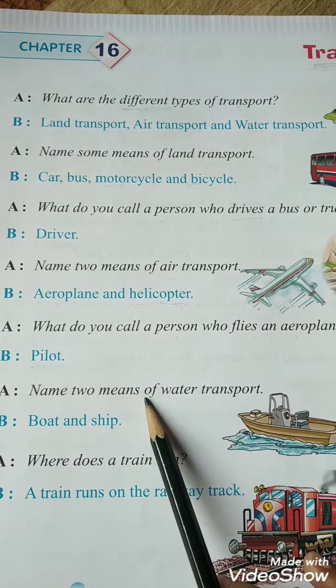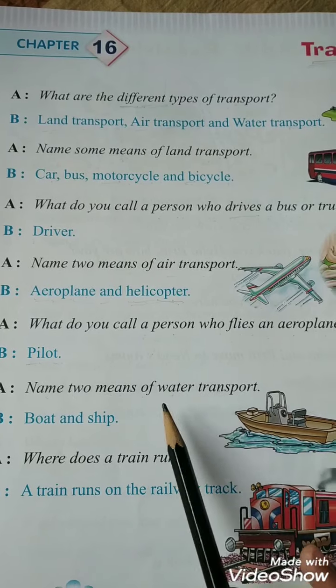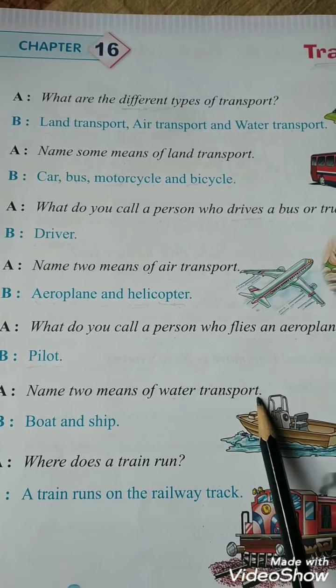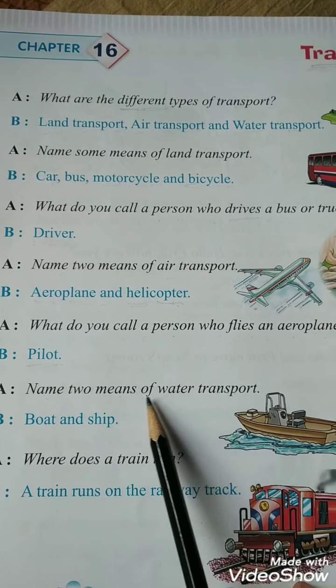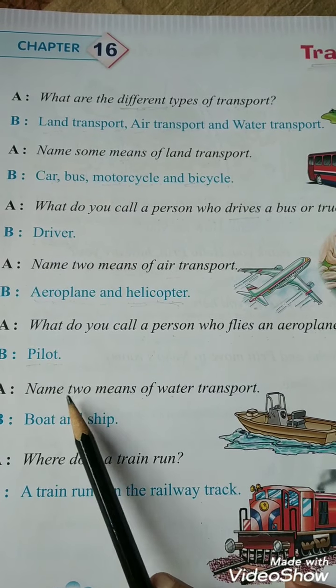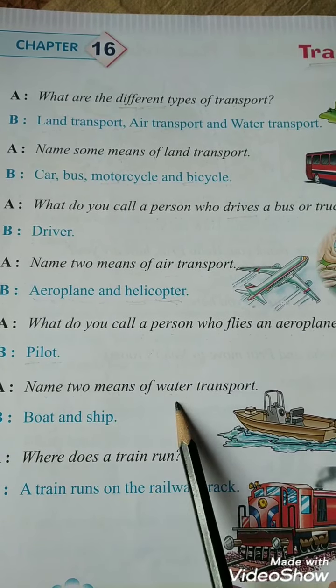Name any two means of water transport. The transport that travels on water is called water transport. So, name two means of water transport. Boat and ship.